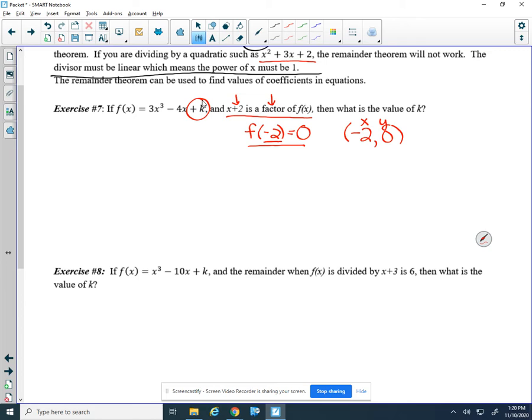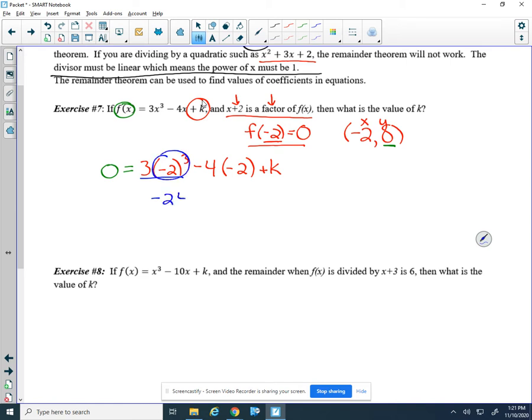So right here, I'm going to be putting negative 2 in for x. So we have 3 times negative 2 cubed minus 4 times negative 2 plus k. And then in for the f of x, which is the y, I'm going to put 0. That's the y value. So then we can start to solve, and this is just basic simplification. So this is 3 times negative 8 right here. We have to do this first. You can just type it in your calculator too, that's fine.